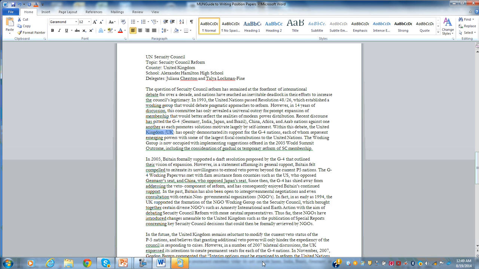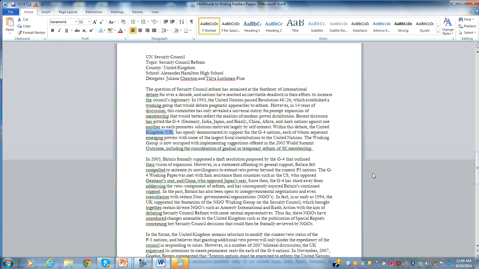And this seems like a sentence that you'd probably want to replicate. You'd want to say, my country supported a draft resolution proposed by these countries, and summarize what the resolution contained. And then you also just want to point out some of the little tiny details that your country took issue with in the previous resolution.